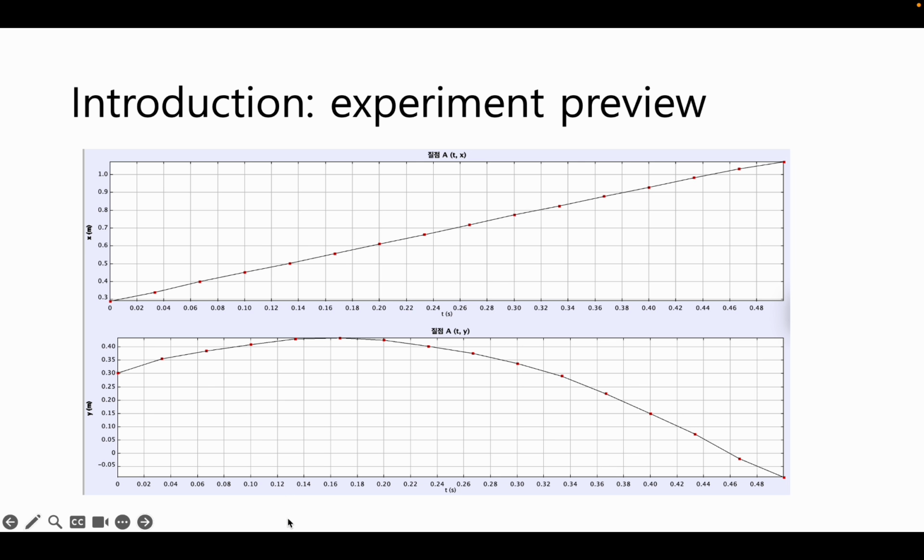Here you can see the experimental preview of the object. You can see that the x position is rising steadily, which is reasonable because there is no gravitational effect on it. And on the lower graph, you can see the y position going up and down due to the gravity. Overall, the result of this experiment matches the expectations that we would have according to physical concepts.